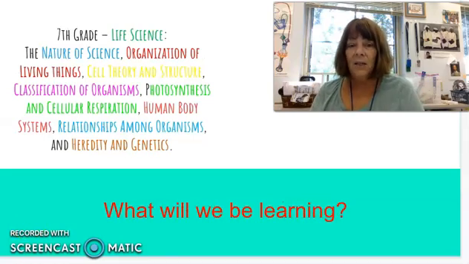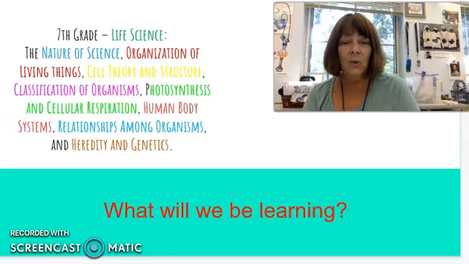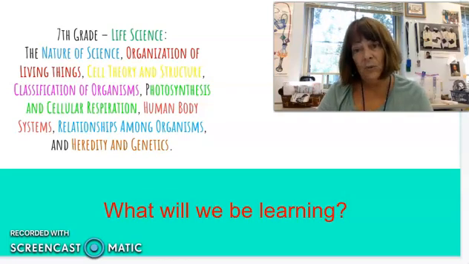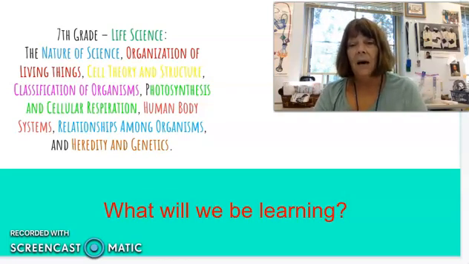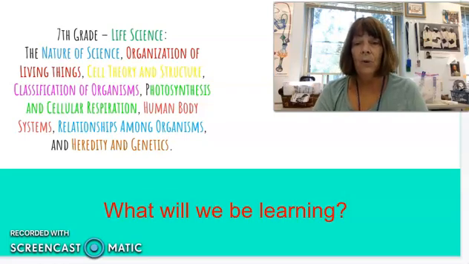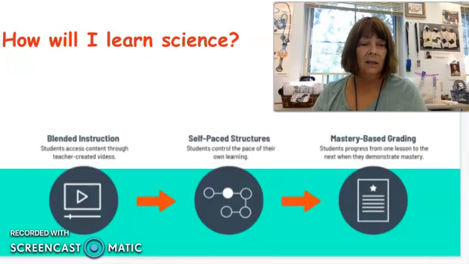This year in science, we're doing all life science, which means we will start, as always, with the nature of science. We will look at cells and their structure. We will look at the organization and classification of living things, photosynthesis and cellular respiration. We'll look at human body systems, ecosystems, and then finish up with a unit on heredity and genetics.